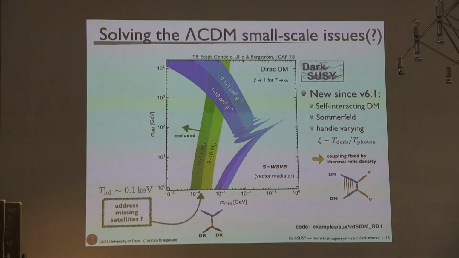So this is 10 to the minus 11 and 10 to the minus 10 solar masses. If the cutoff is too small, you exclude everything. So the labeling is wrong here. This is 10 to the minus 10 and this is 10 to the minus 11. If the cutoff is too large, you would even exclude structures at the level of dwarf galaxies. So everything to the left of the green line is excluded.